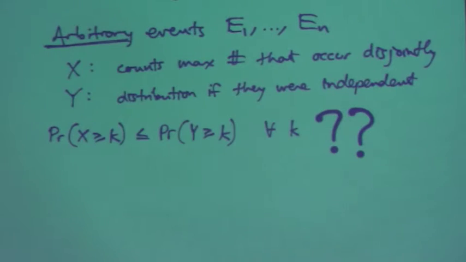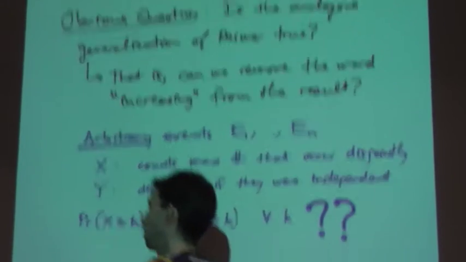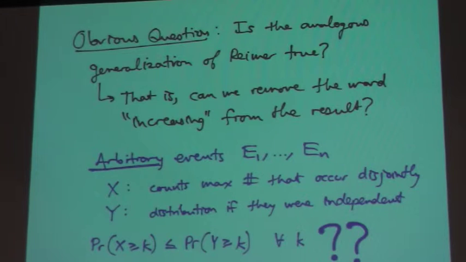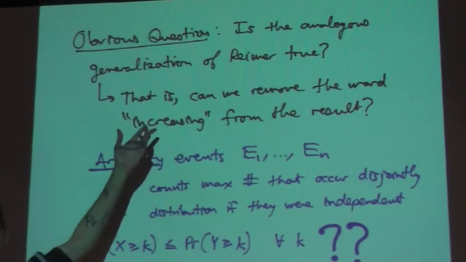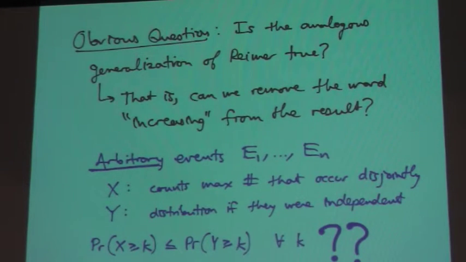Okay, so Dr. Z's question. Our result generalizes BK. Is it reasonable to hope for the corresponding generalization of Reimer? In other words, is it possible to remove the word increasing from the result? So any guesses? No, it has to be. Okay, cat's out of the bag. Of course not. So Soviet Russia was no.